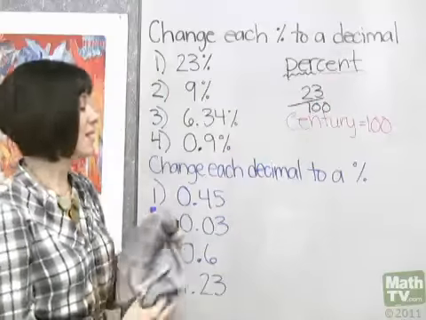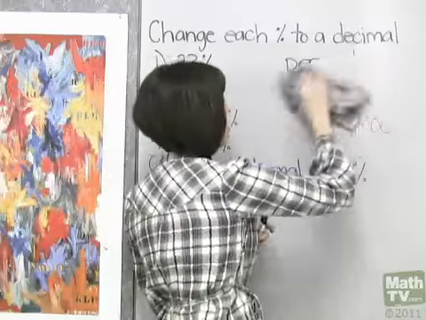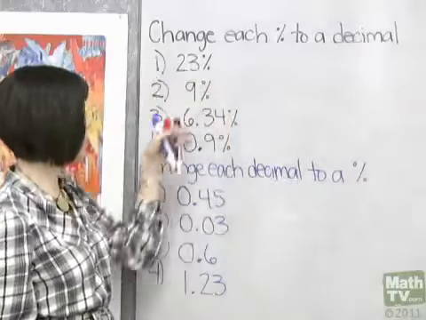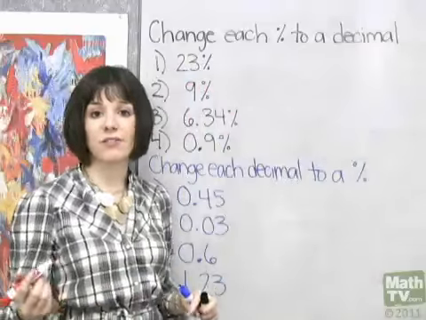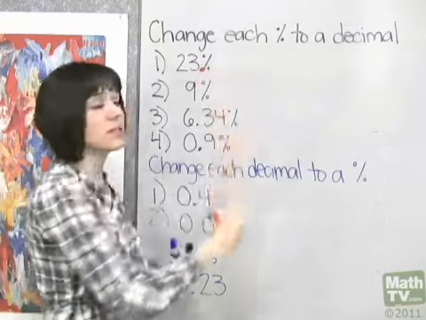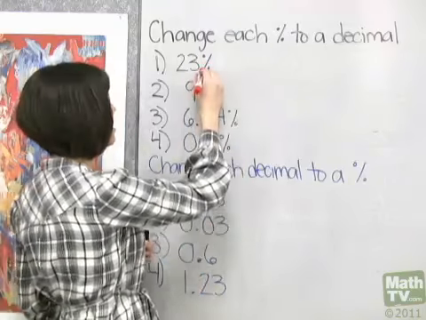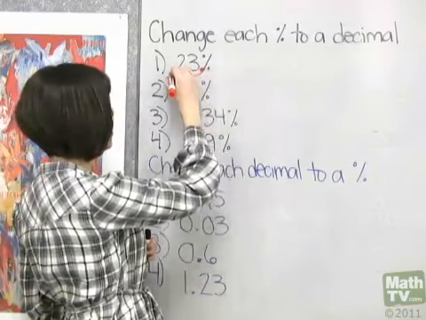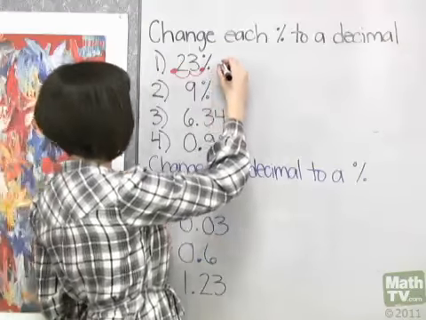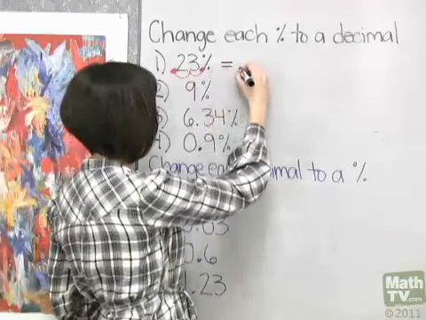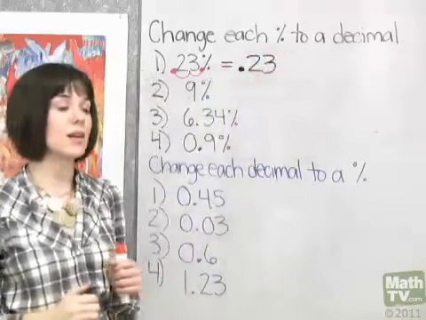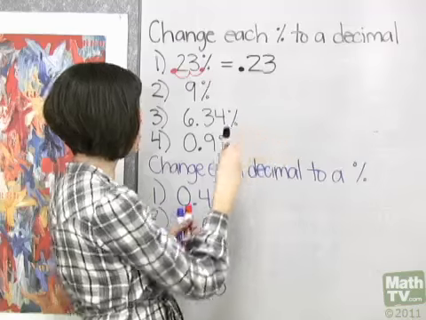So instead of dividing by 100 each time, an easier way to do that is to first locate where the decimal is located. If it's a whole number, then it's at the end. And then what you want to do is move the decimal place to the left 2 places. So that's equivalent to dividing by 100. So this is going to equal 0.23. So 23% is equivalent to 0.23.